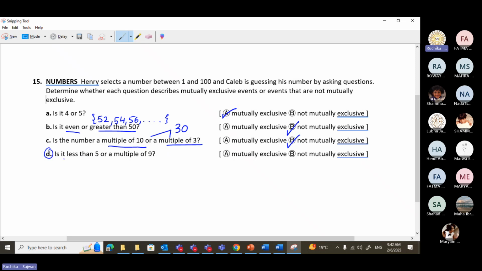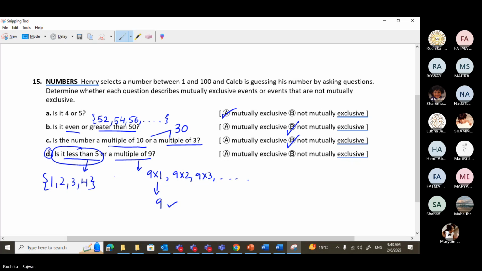So can there be a number which is less than 5 and also a multiple of 9? Just quickly to remind you, multiples of 9 are like 9 multiplied by 1, by 2, by 3, and so on. So the smallest multiple of 9 is 9 itself. But we are here having a number less than 5, means the options are 1, 2, 3, and 4 only. So do they have anything common? Less than 5 are only these 4 numbers. Multiples of 9 begin with 9. Nothing common, so therefore mutually exclusive. So these are the correct answers.